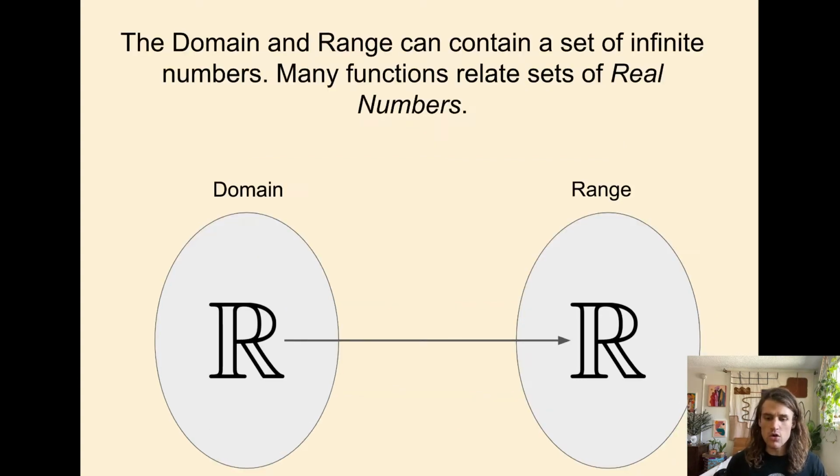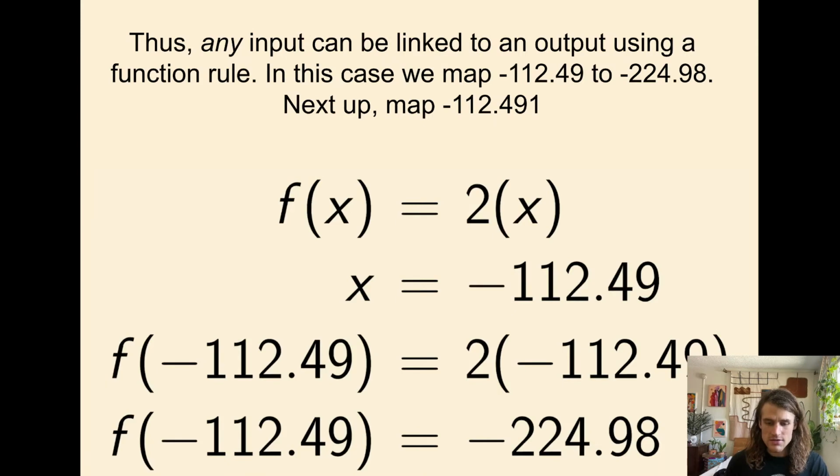Now, the domain and range can contain a set of infinite numbers. So you could have infinite numbers in the domain, right? Any number you want could get multiplied by 2, and then that would give you the entire set of real numbers for the range, right? So I put this on here to illustrate that the domain and range could be the set of real numbers, which would give you every possible number under the sun, every possible number in the laws of physics.